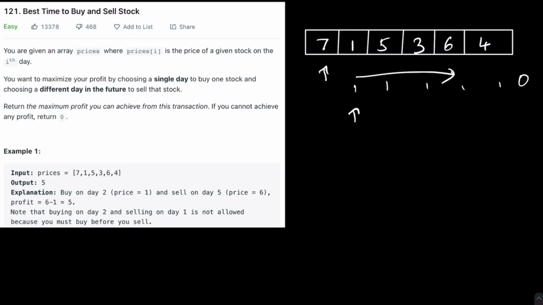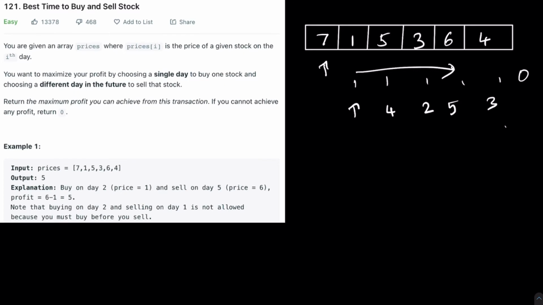In the second situation where you buy the stock on day 2 for 1, you can sell it for 5 and make a profit of 4, or sell it for 3 and make a profit of 2, 5, 3. These are the different profits you can make when you buy it for 1 on day 2. The maximum here being 5. Similarly, we can repeat this process by buying the stock on day 3 for 5, and you can't sell it here. You can sell it for a profit of 1, and you can't sell it here.